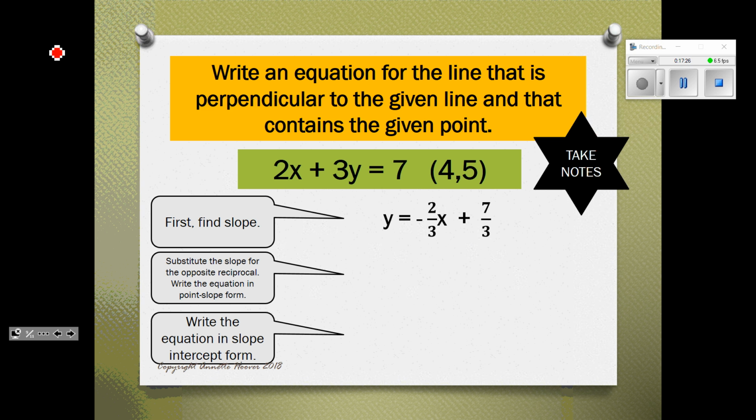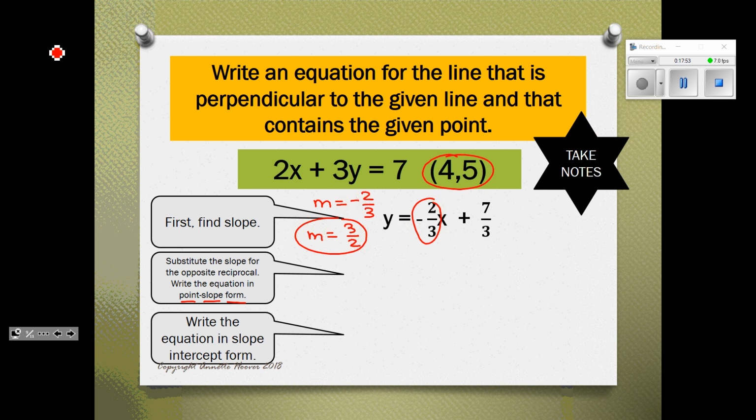We want to take the opposite reciprocal. So if the slope here was a negative 2/3, and we're doing a perpendicular line, we want the slope of a positive 3/2, the opposite reciprocal. So here we have our slope. Here we have the point that we also want to go through that line. So we're going to use our point slope form because we have one point and the slope.